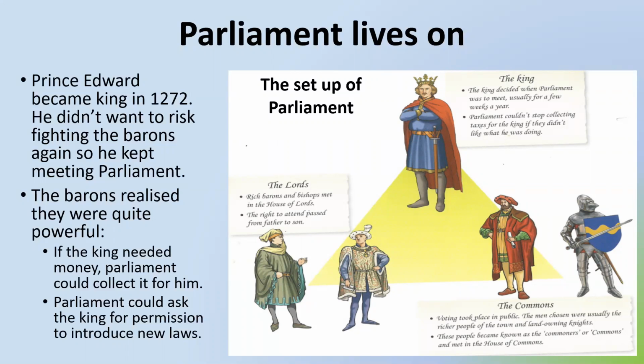Then you have your lords. So these were the richest of your barons. These were your bishops, so really rich, influential people, and they met in what's known as the House of Lords. They had the right to attend, and that was then passed from father to son. But then you had the commons, and this is where the difference comes in. Voting took place in public, so men were chosen, and it's usually the landowning knights or the richest people in the town who were chosen to represent them in what's known as the House of Commons. So these people became known as your commons or your commoners. So now your parliament is made up of the king, your House of Lords, so your rich people, but then also commoner people.